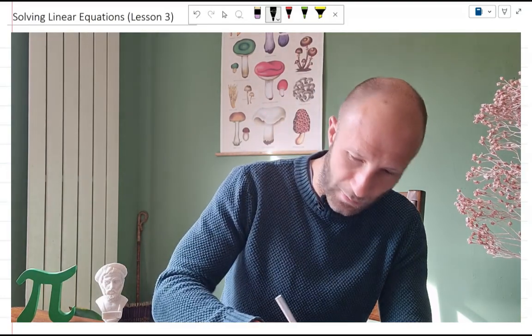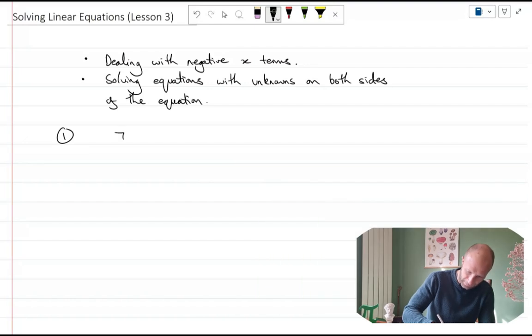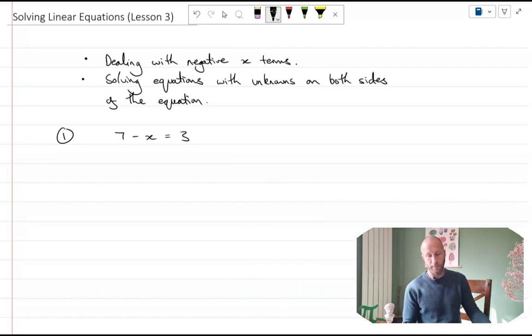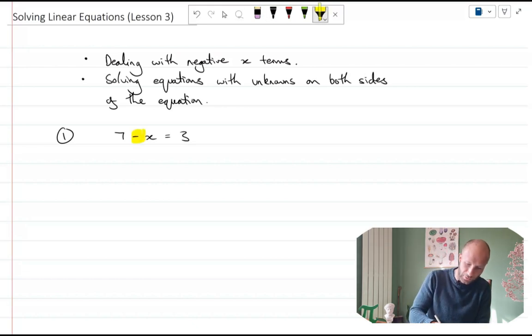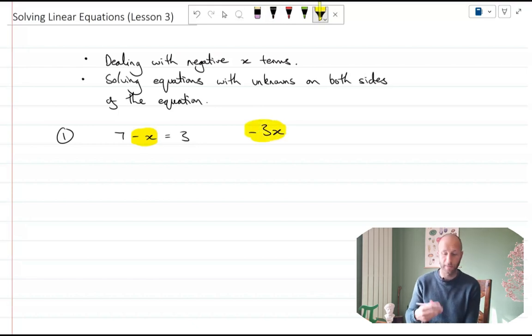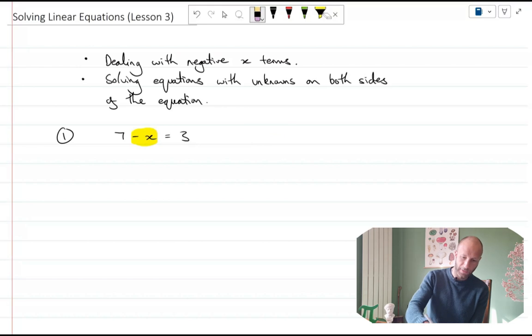So straight in with question 1, which is going to be 7 minus x equals 3. So in the first couple of lessons, we looked at solving equations with unknowns in. Most of the time, those had positive coefficients. And by that, I mean coefficient is just the number in front of the x term. So here, the coefficient of x is minus 1. If I have another term like this, here the coefficient of x would be minus 3. Coefficient is just a fancy way of saying the number in front of something. So if the coefficient is negative, people get a little bit confused. We need to make sure we can deal with these questions as well.